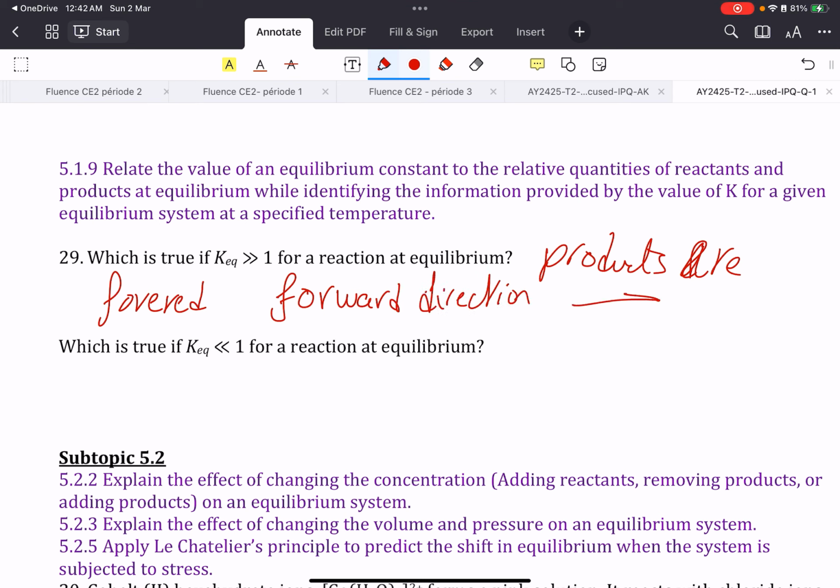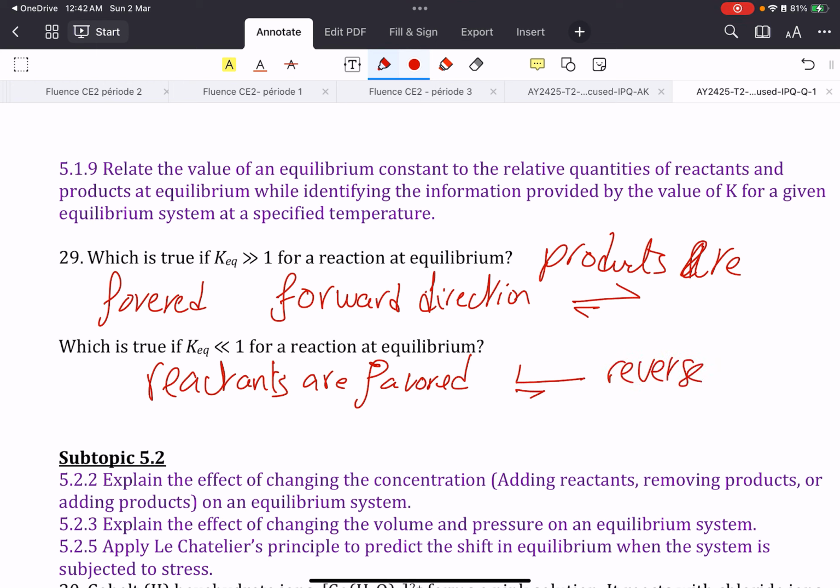Like that. Now if K is less than 1, it means that reactants are favored and the reaction is going in the reverse direction.